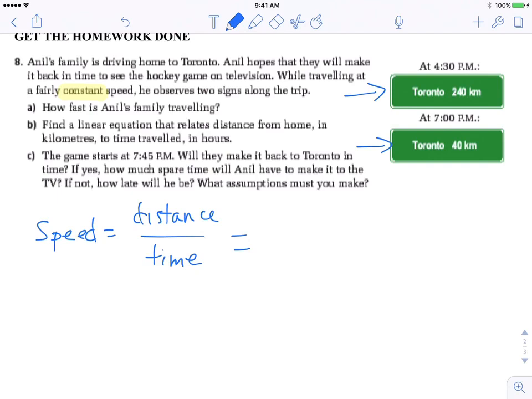So from 4:30 p.m. to 7 p.m. is 2.5 hours. So the time we know is 2.5 hours. And for the distance, we're going to say that it's actually 40. So the way I got 2.5 is I did 7 o'clock minus the 4:30 basically. And then for this, I'm going to say 40 minus 240, which is negative 200.